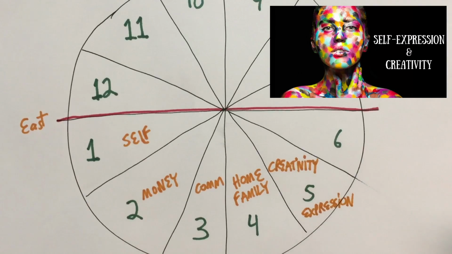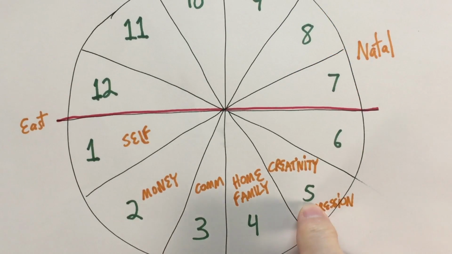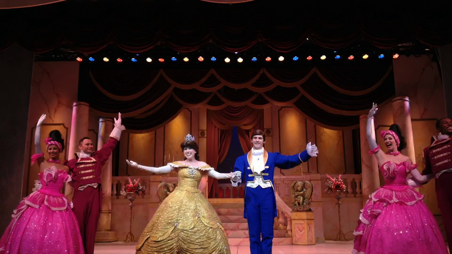And an easy way to remember this is 5 means live. You're live on stage. That's right, everybody's watching you. It's your time to shine. It's your time to show everyone how your creativity works, and it's time for you to express yourself.